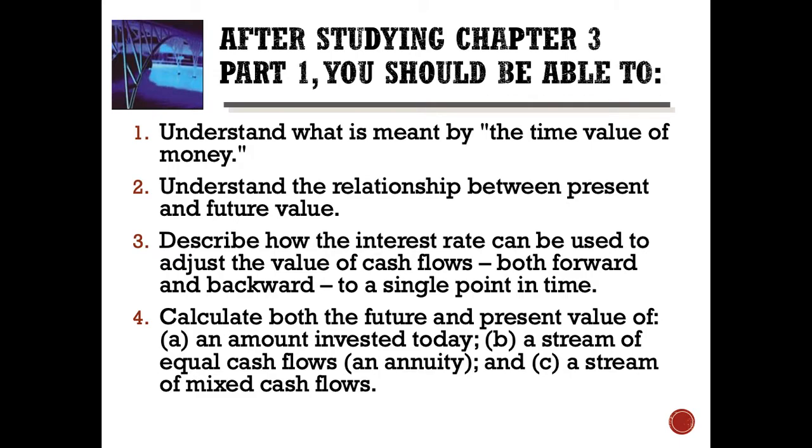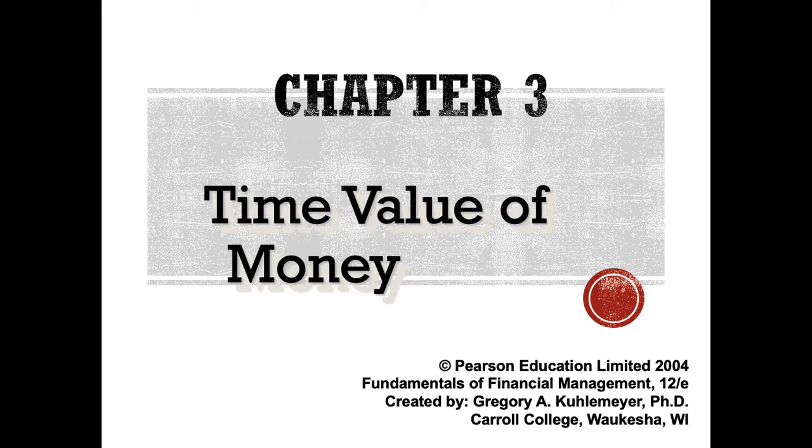After studying Chapter 3, Part 1, you should be able to understand what is meant by the time value of money, understand the relationship between present and future value, describe how the interest rate can be used to adjust the value of cash flow, both forward and backward to a single point in time, calculate both the future and present value of an amount invested today, a stream of equal cash flows or an annuity, and a stream of mixed cash flows. All the material comes from the book Fundamentals of Financial Management by Van Horne.